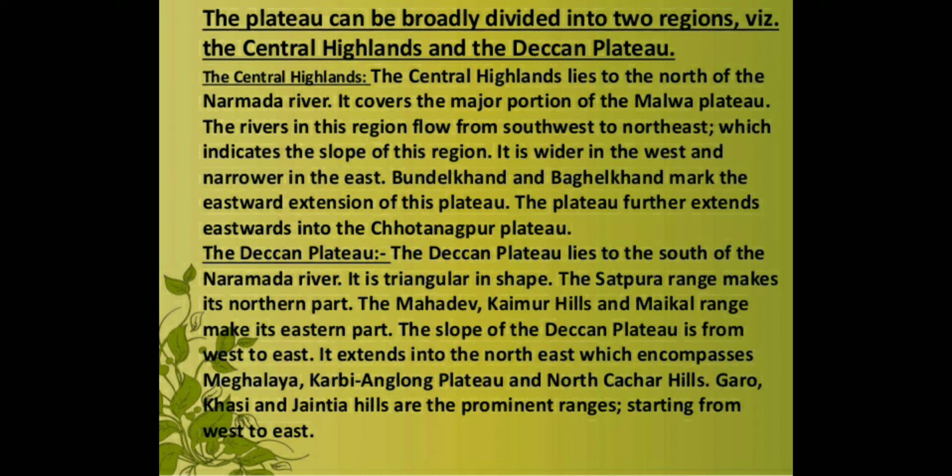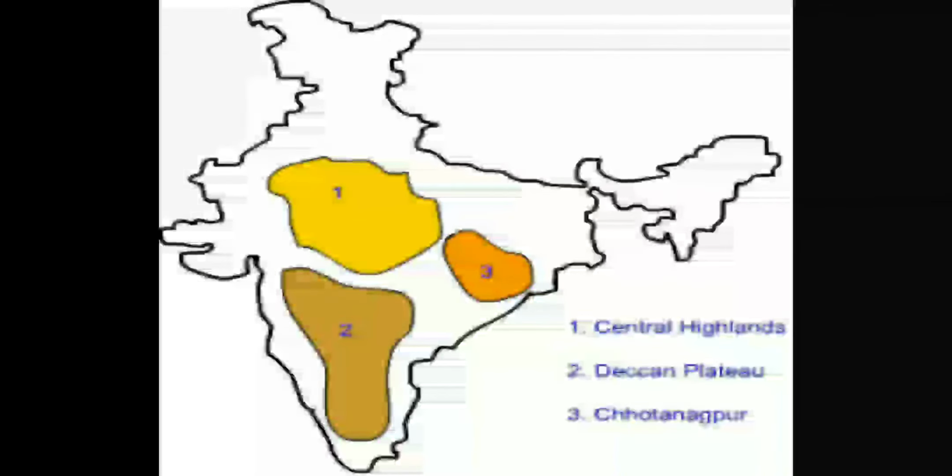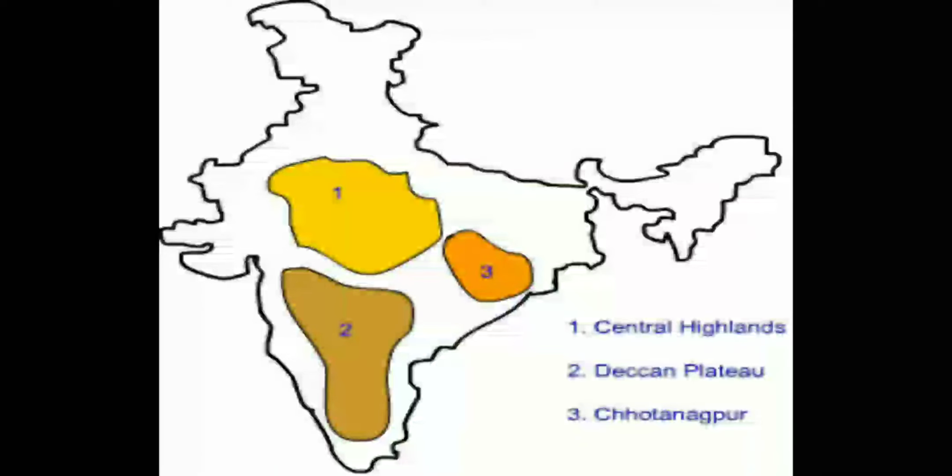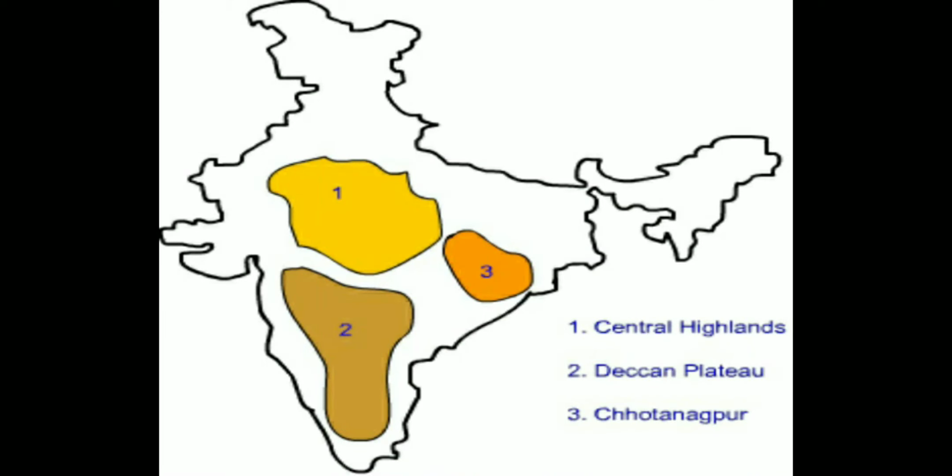Then comes the Deccan Plateau. The Deccan Plateau lies to the south of the Narmada river. It is triangular in shape. You know triangular? You must have seen it earlier. See, almost triangular. Not a triangle, triangular in shape.